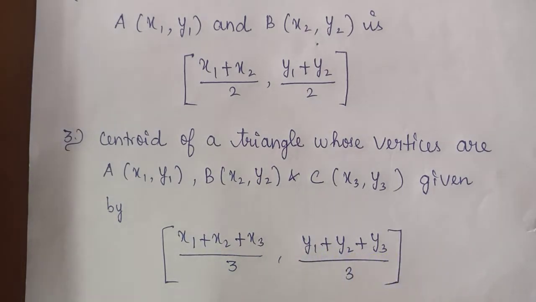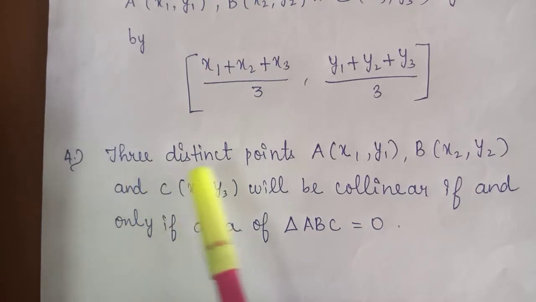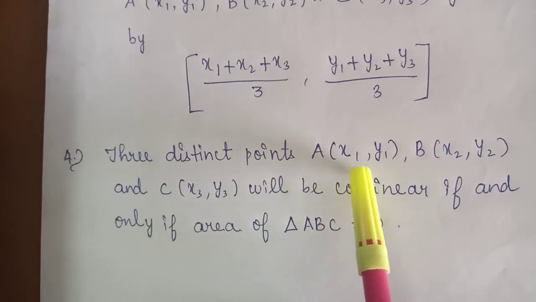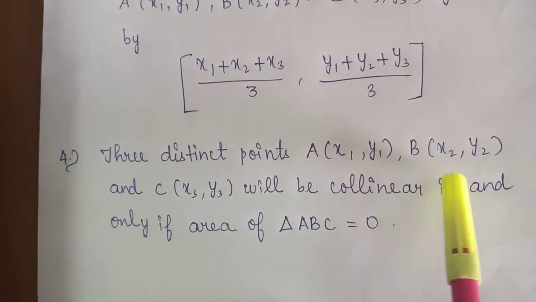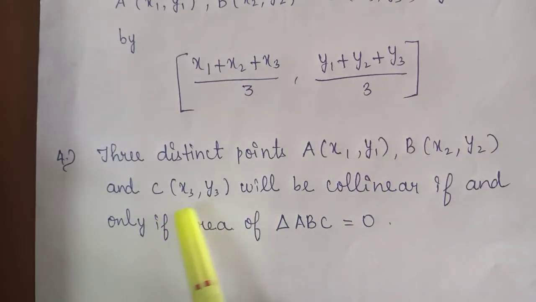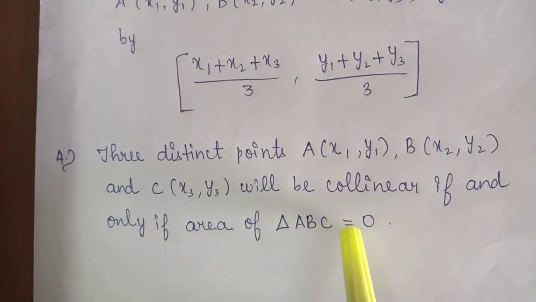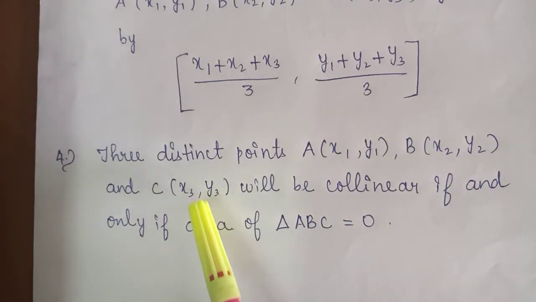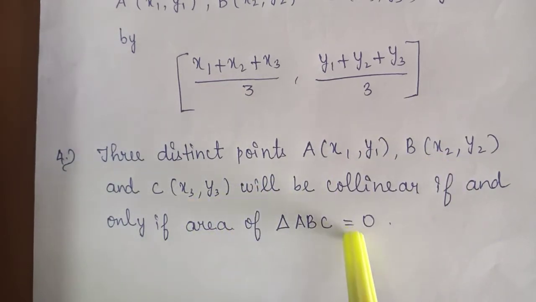Fourth one, three distinct points A (x1, y1), B (x2, y2) and C (x3, y3) will be collinear if and only if the area of triangle ABC is equal to 0. If 3 points are collinear, definitely the area of triangle ABC will be 0.